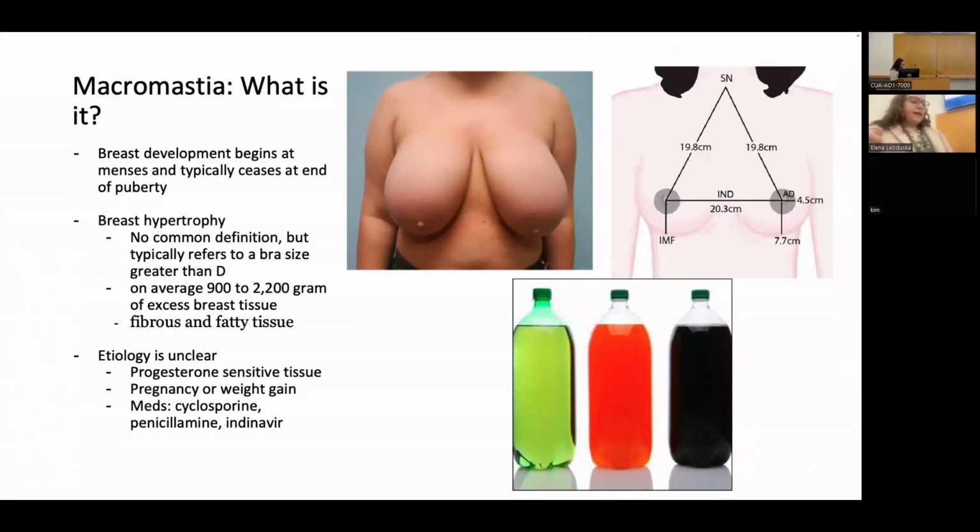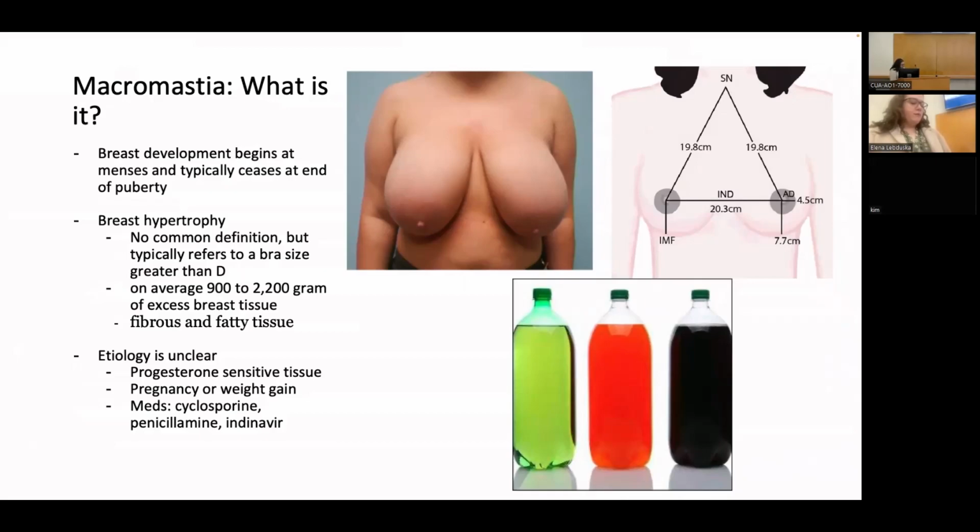Patients with macromastia can have an excess of 900 to 2,200 grams of tissue per breast, which is the same as 2 to 4 pounds of tissue, or the equivalent of the weight of a 2-liter soda bottle per breast. Excess breast tissue is primarily comprised of fibrous tissue and fatty tissue, with relatively small increases in glandular tissue.